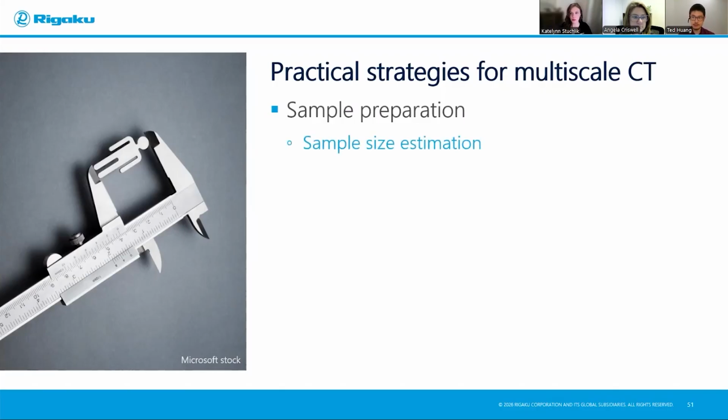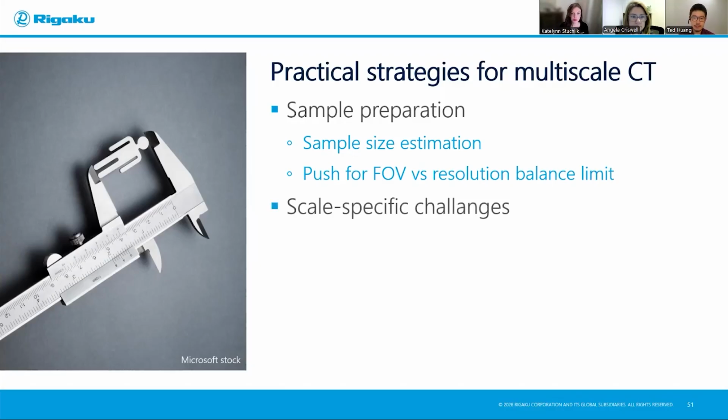Sample size estimation. What exactly is the sample size I'm using? Or is my sample big or small? Secondly, try to push for that FOV and resolution balance limit, because now we know, okay, I'm trying to balance between imaging a larger area and also having high resolution for my sample. There are some techniques I can take to maximize that, so I can still get the bigger area, but also high resolution.